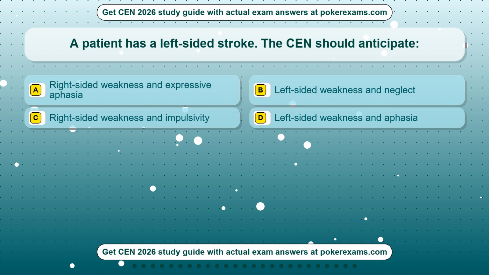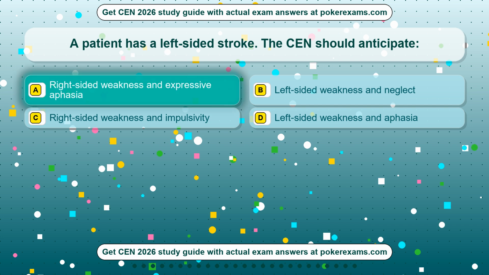Question 20. A patient has a left-sided stroke. The CEN should anticipate. Option A. Right-sided weakness and expressive aphasia. Option B. Left-sided weakness and neglect. Option C. Right-sided weakness and impulsivity. Option D. Left-sided weakness and aphasia. The correct answer is option A.